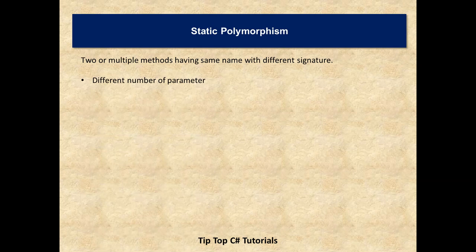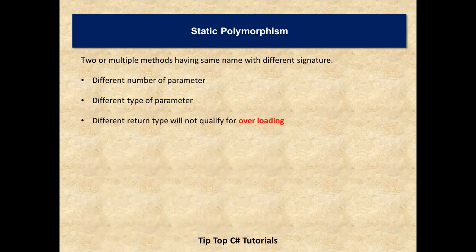So what is signature of the method? It may be different number of parameters. Both the methods can have same name like add, and the number of parameters may increase or may decrease. Or different type of parameter. For one method you are passing float, the another method you are passing int. And if both the method parameters and everything matches, but only the return type differs, this does not qualify for method overloading.